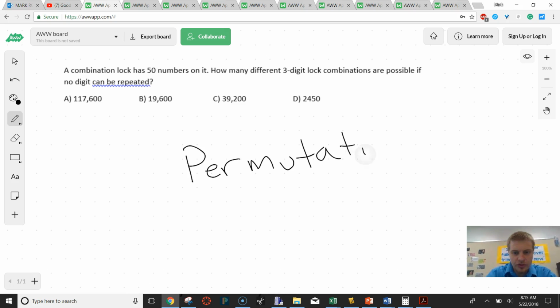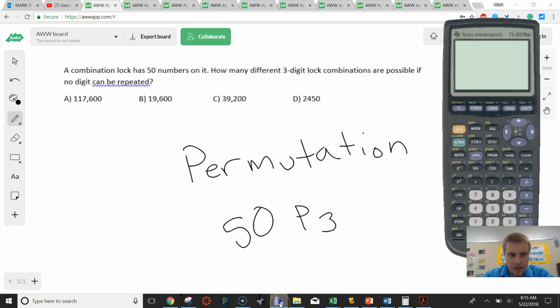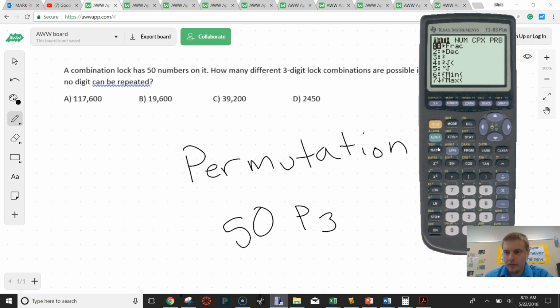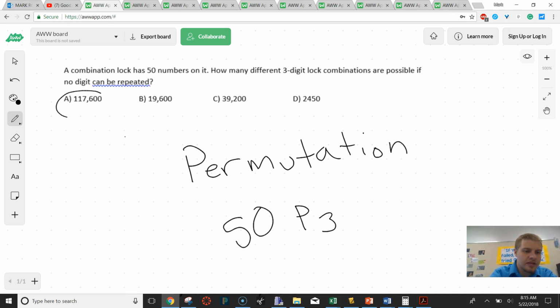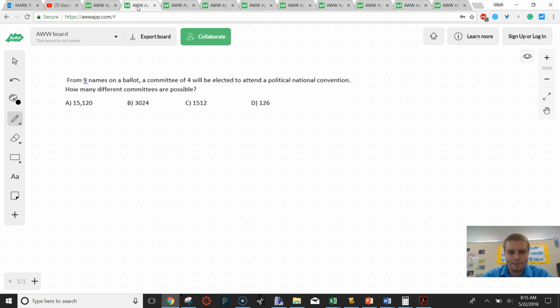So we're actually going to do 50 permute 3, because you have 3 choices. And then we're just going to grab our calculator and go to math, probability, and I should have put 50 in first. 50 permute 3. So that would be 117,600 possible combinations. Let's do the second problem.